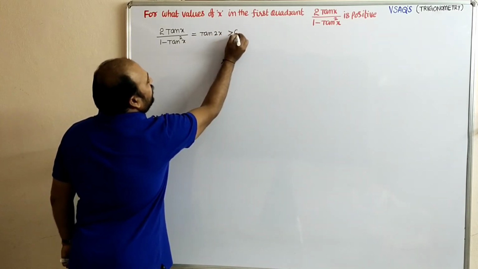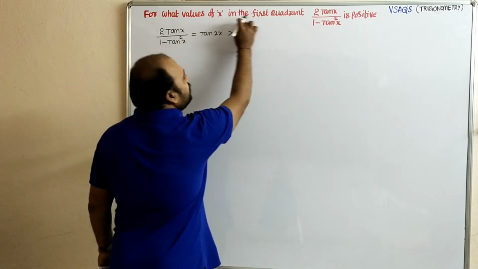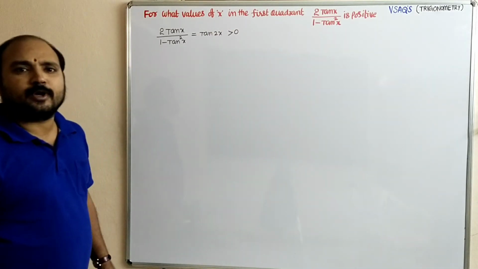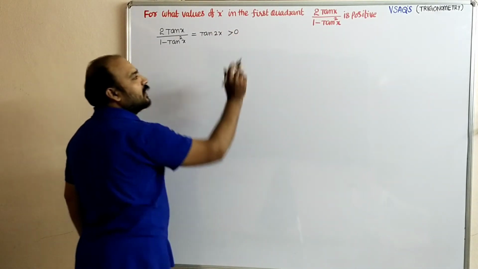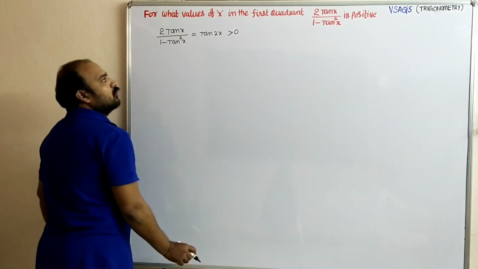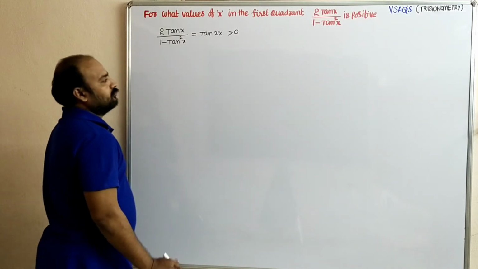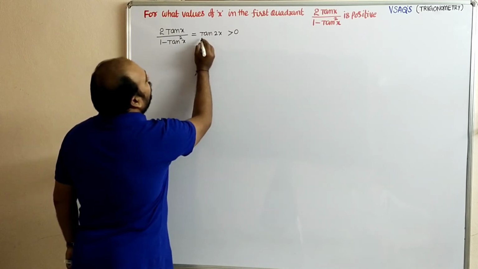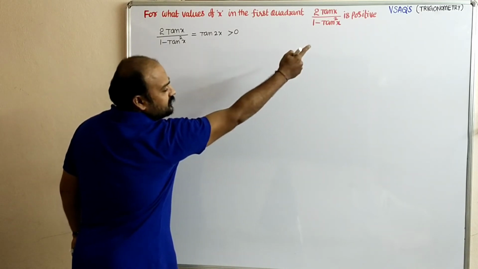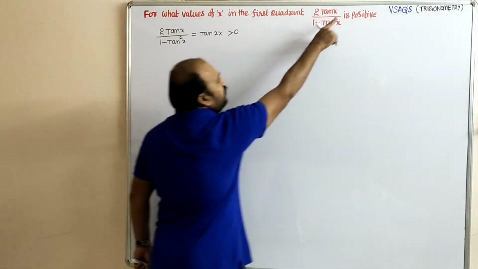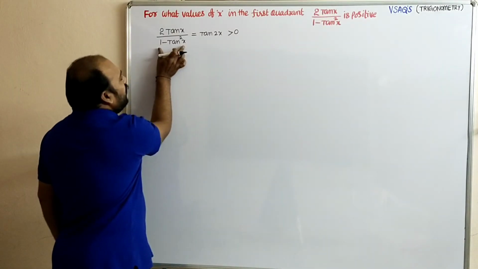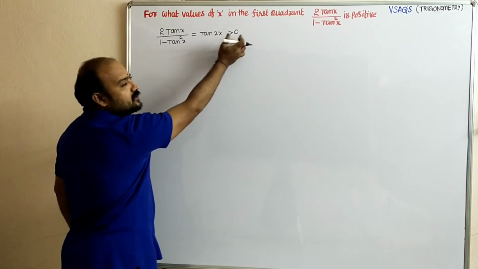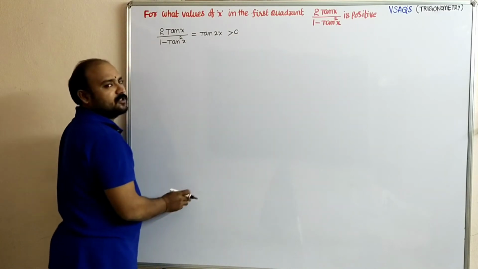Directly you can write it as greater than 0. Why? Because x is in the first quadrant, and the first quadrant is all positive. So tan 2x is greater than 0. That means tan 2x is greater than 0. Positive they said, and positive is greater than 0. This value, 2 tan x by 1 minus tan square x, equal to tan 2x, is greater than 0. That is the reason it is positive.